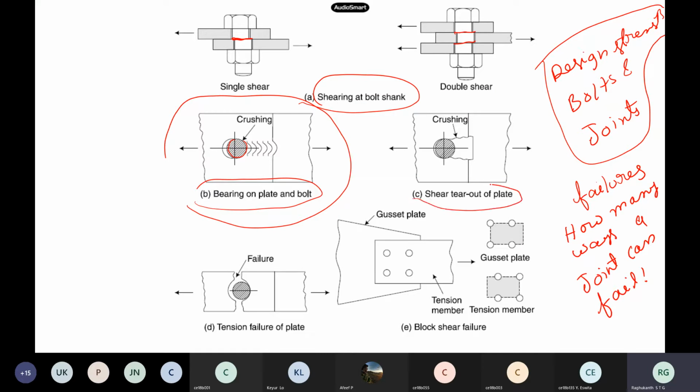Sometimes it's a shear tear out, because if you have not provided the end distance properly, the shear tear out also happens of the plate. Then tension failure will happen. Then you have this block shear failure also. So these are the fundamental mode shapes, the ways the bolt can fail. I will just show you some videos already available on YouTube, some nice videos on how these failure patterns look, for better understanding.